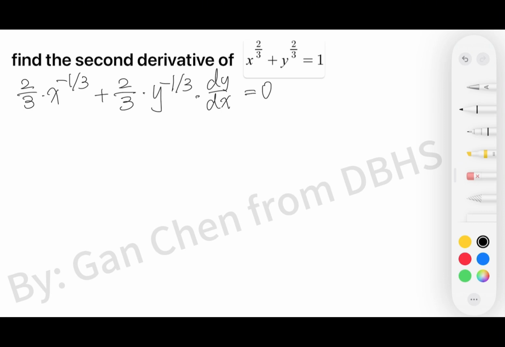So pause the video. Okay, so have you got it? dy over dx equals negative y to the a third power over x to the a third power. That's probably easy for you guys. So now we need to find the second derivative of the function. Can we use the implicit derivative again here? Of course we can. So let's do it.